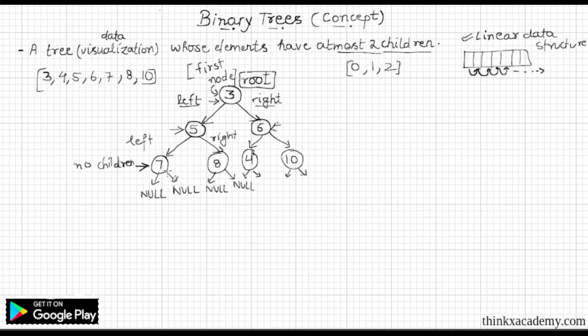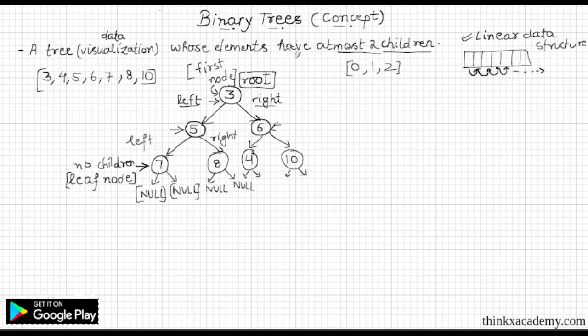Since this node does not have any children, we will call it a leaf node. By definition, a leaf node is the node that does not have any children, or you can say that the children are null.